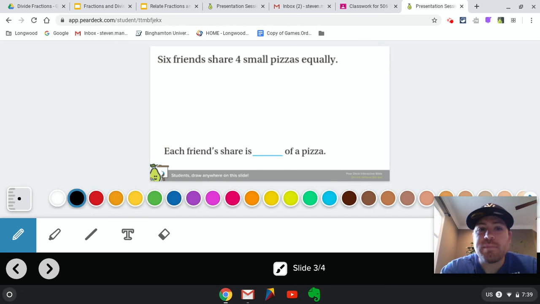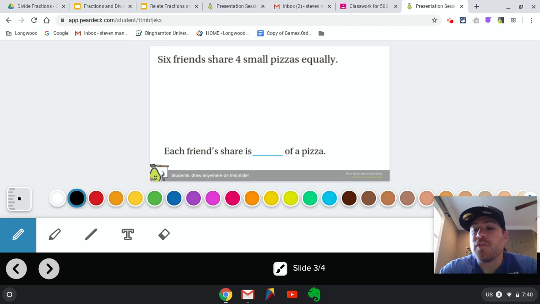Here's our first word problem. 6 friends share 4 small pizzas equally. Each friend's share is blank of the pizza. Okay, so we're looking for what each friend's going to get. Like what size of this original pizza will the friends get?